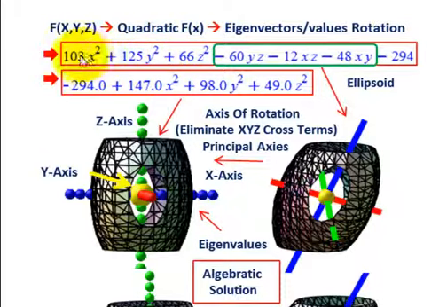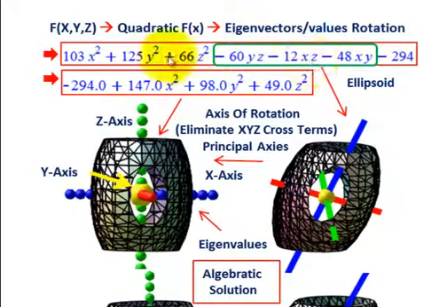You're going to have some coefficients here: 103 times some x squared term, plus a 125 coefficient times y squared, and 66 times z squared. Okay, so that's what we're working with. But along with that, we're going to have some cross terms between yz, xz, and xy, and each of those has a coefficient. And then we just have this lone value here, 294.